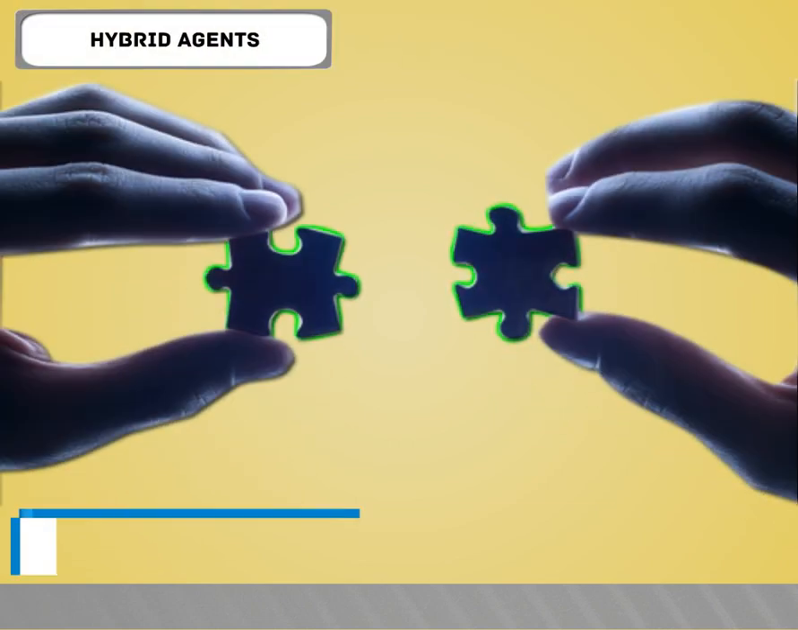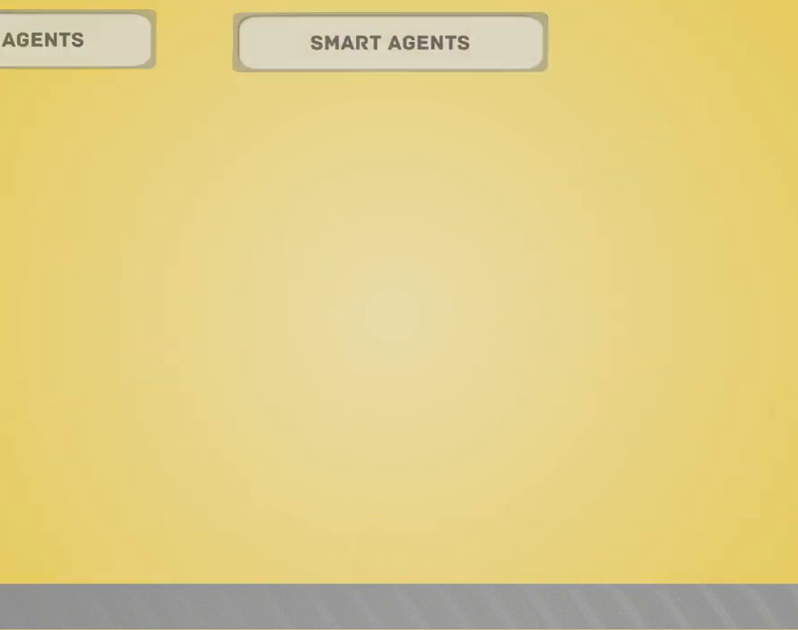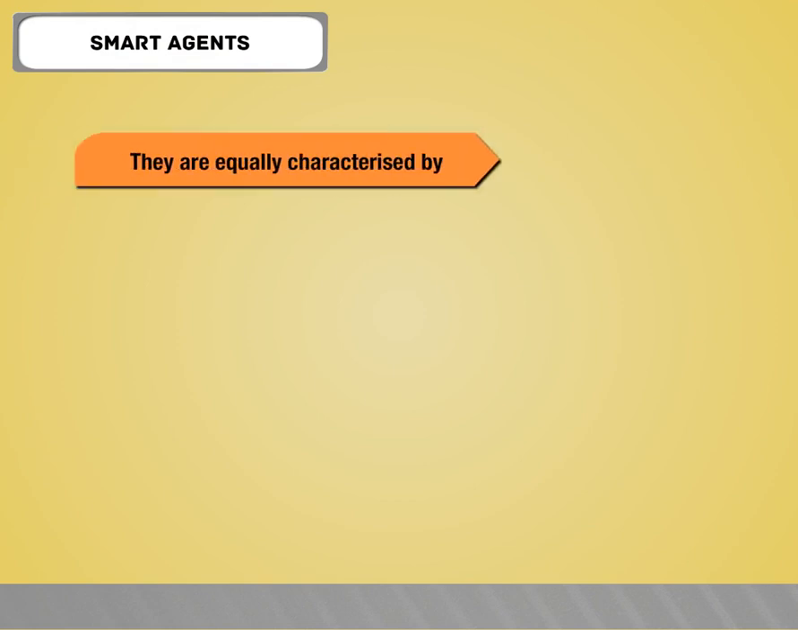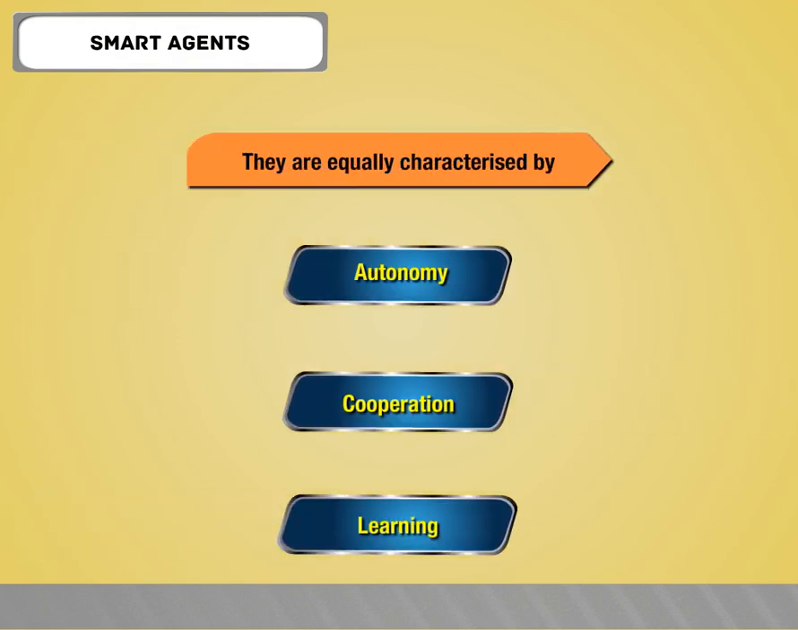Hybrid agents: they combine two or more agent philosophies into a single agent in order to maximize the strengths and minimize the deficiencies of the most relevant techniques. Smart agents: they are equally characterized by autonomy, cooperation, and learning.